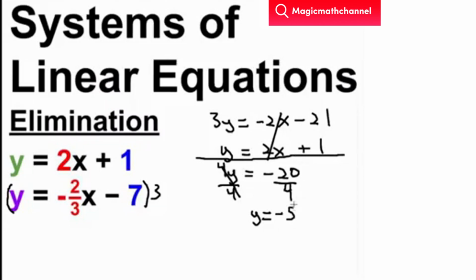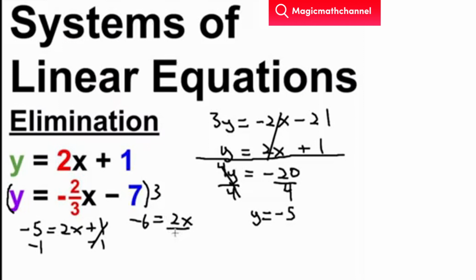To get the x value, I just take this negative 5 and plug it into either equation. I'm going to plug it into the top one. That feels easier to me. So then I've got negative 5 equals 2x plus 1. By subtraction, we're going to isolate. I'm going to subtract 1 from both sides. Boom, I've got now negative 6 equals 2x.